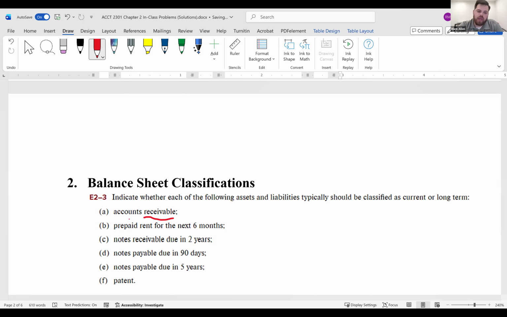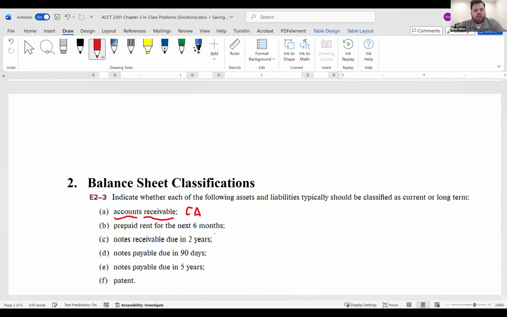The way we determine that typically is by the first word, accounts. Accounts are generally informal and very short term. As a result, we can state that this is in fact a current asset.